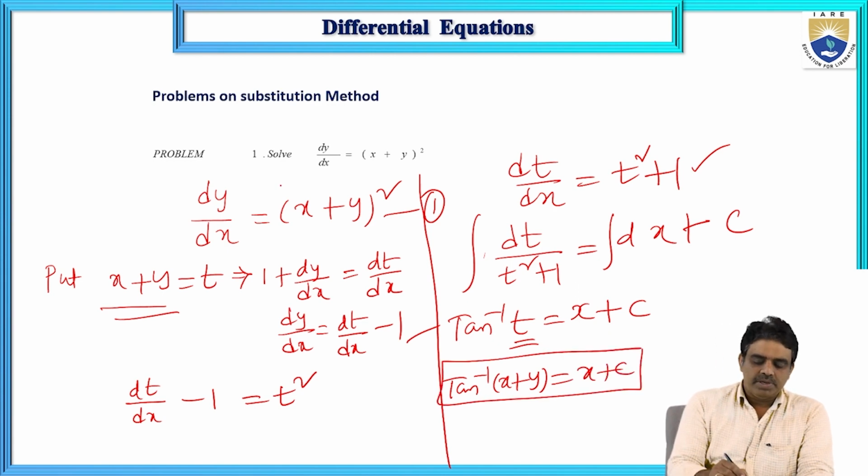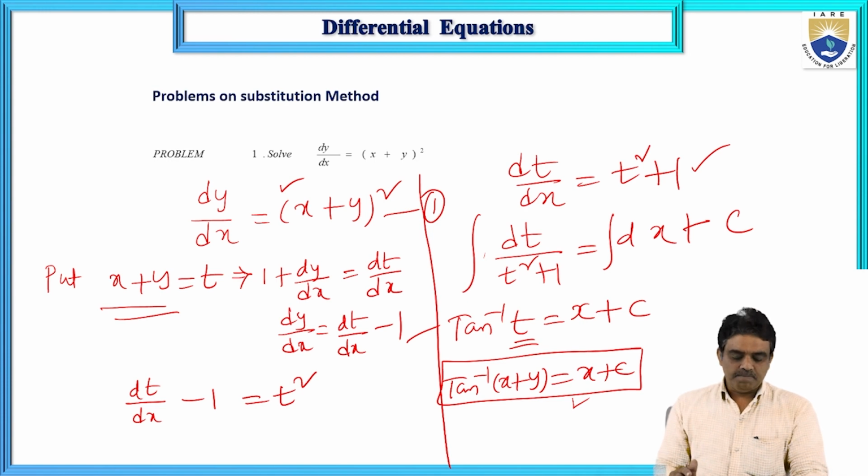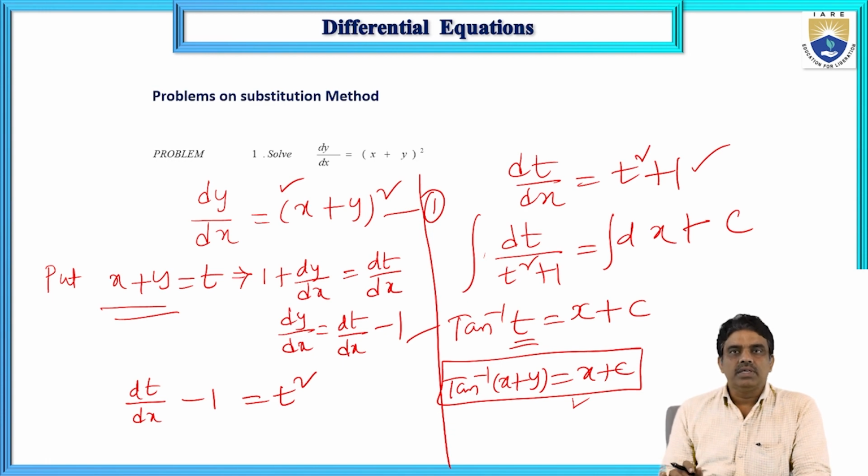Our original problem is in terms of x and y, and the final solution is also in terms of x and y only. So t is replaced by x plus y, so that the final solution is tan inverse of x plus y is equal to x plus c. Here, we converted this into variable separable form by using the substitution x plus y is equal to t. This is a very simple method.